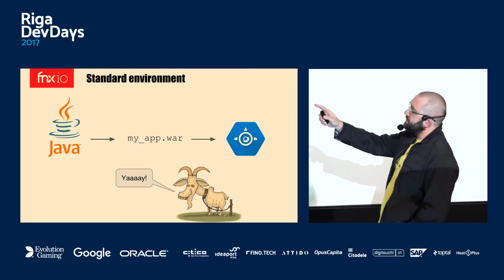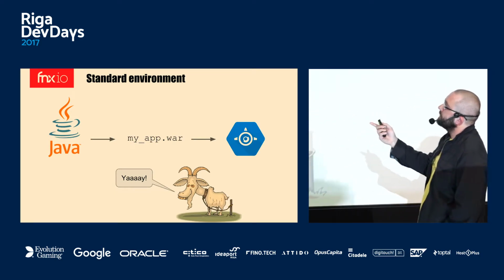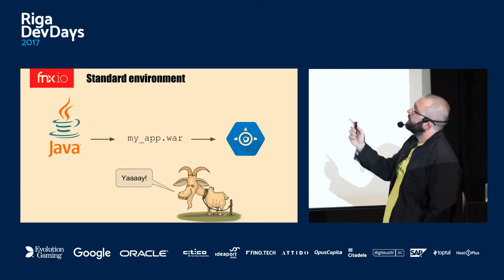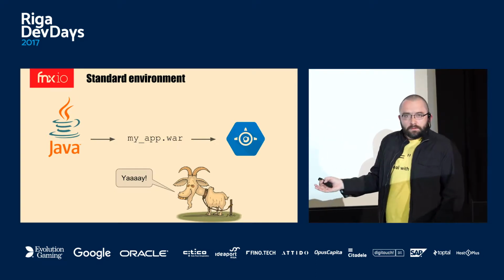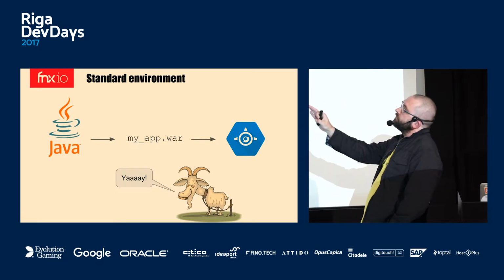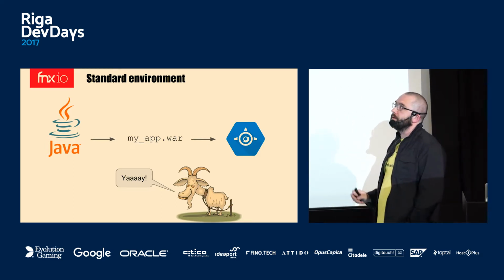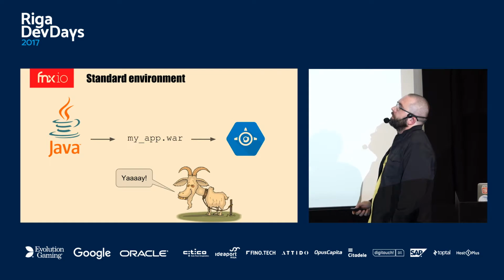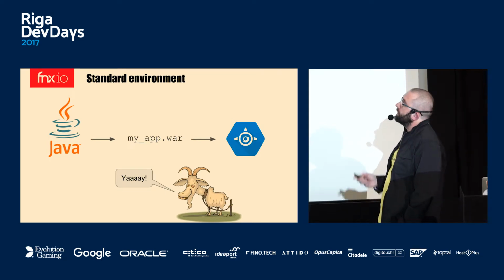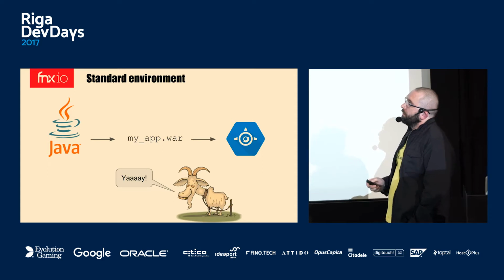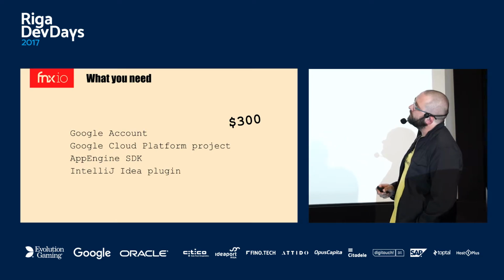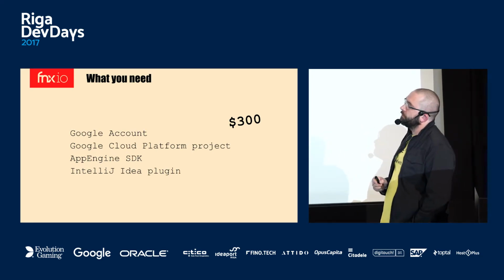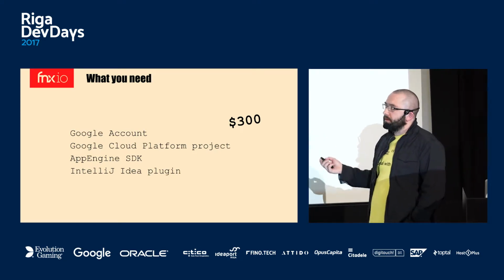So it's Java, so the web application you are creating is a .war package, and exactly the way you create your applications for Tomcat or Jetty or whatever, you take this .war file and you upload it to AppEngine and you are done. That's your scalable AppEngine application. What you need is a Google account. You need to sign up for Google Cloud Platform. You have to create a project, and you will need the AppEngine SDK and probably the IntelliJ IDEA plugin or Eclipse plugin or something like that.